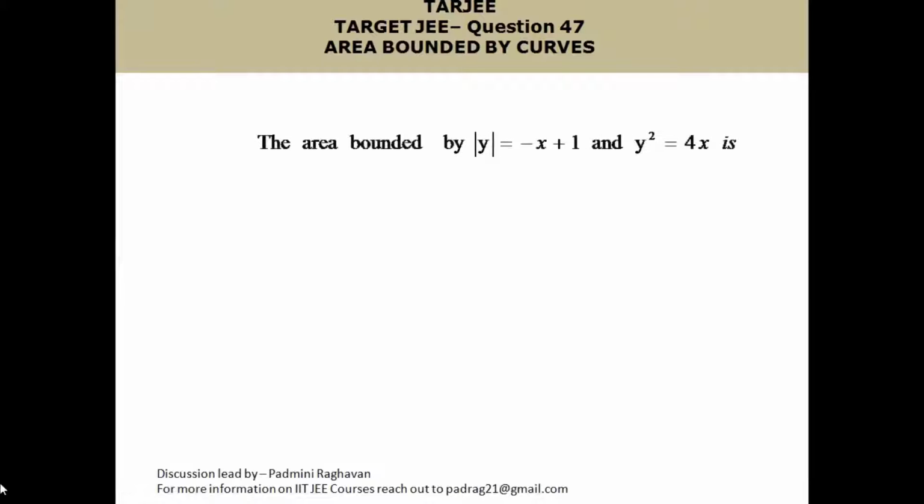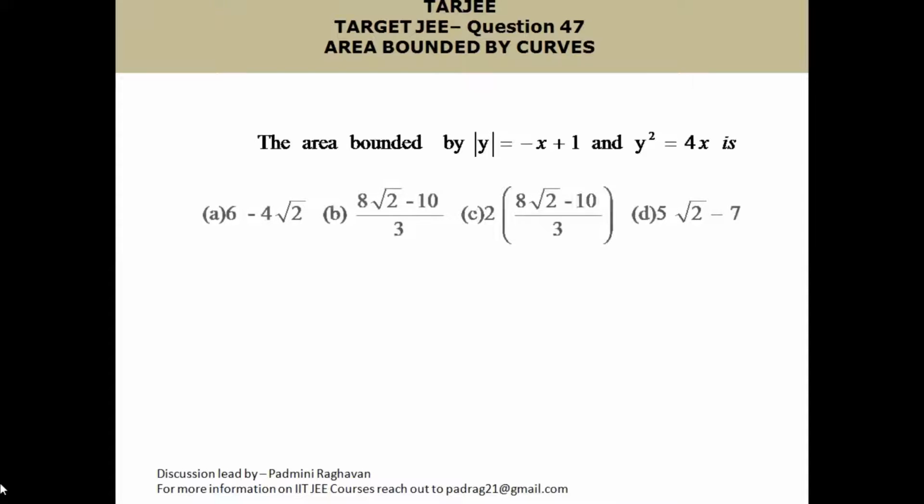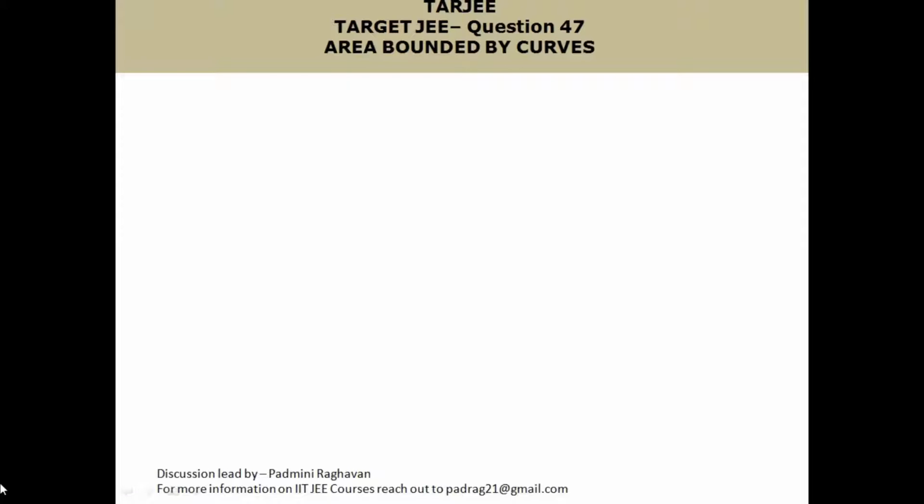The area bounded by |y| = -x + 1 and the curve y² = 4x. Options are 6 - 4√2, (8√2 - 10)/3, 2 times (8√2 - 10)/3, 5√2 - 7. Let's try to see what is the required area.